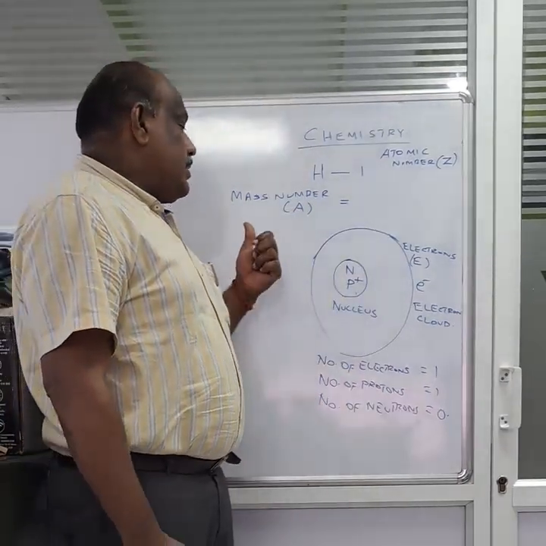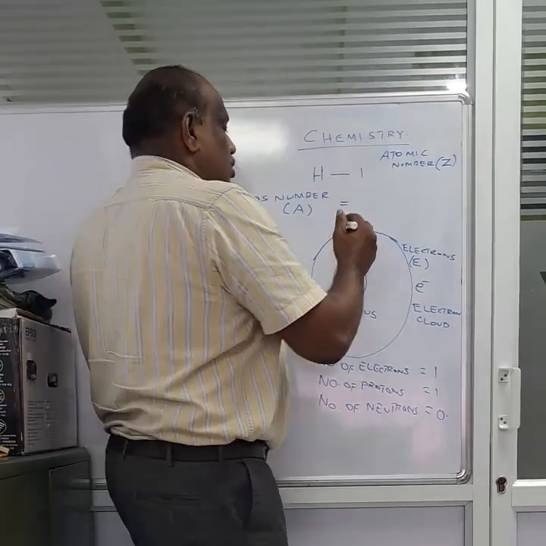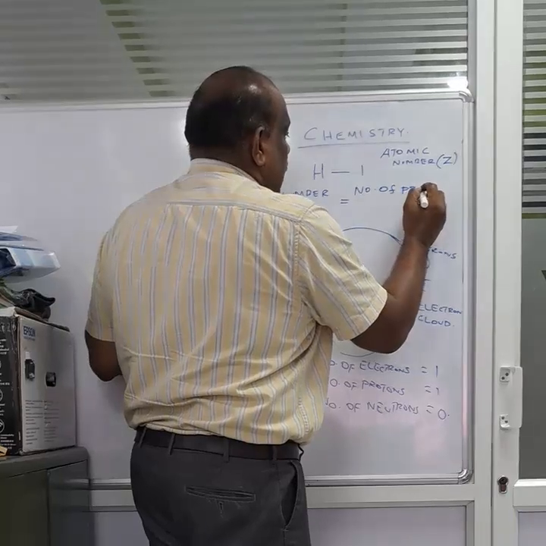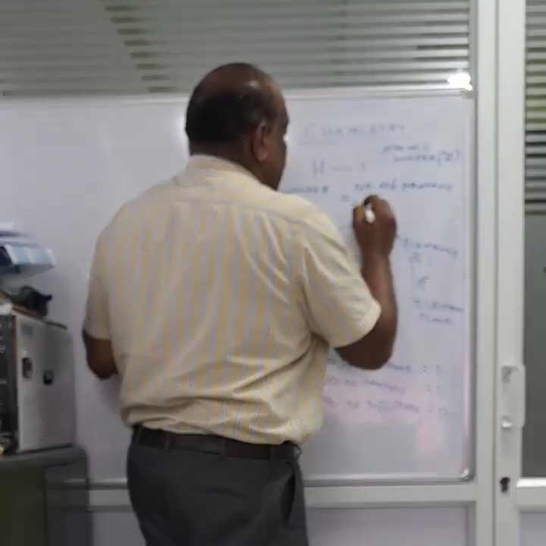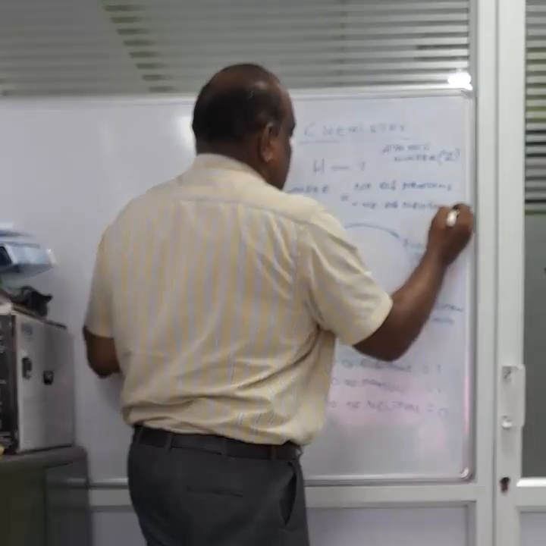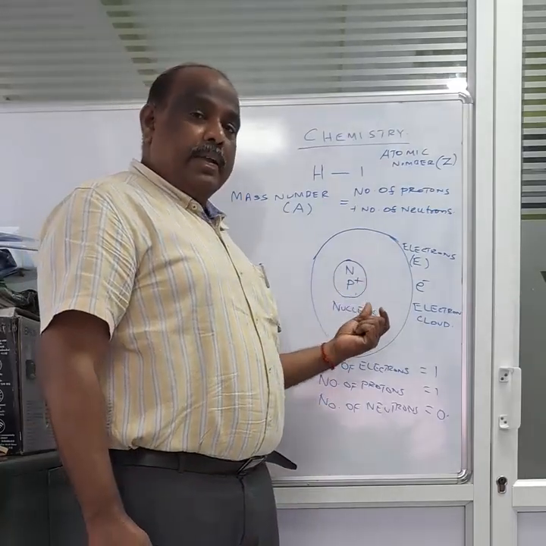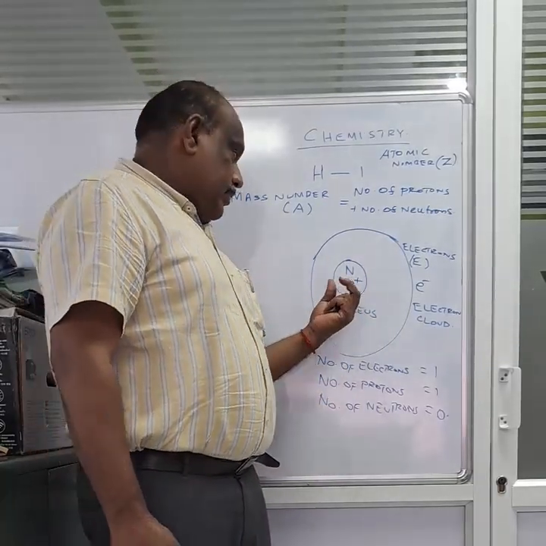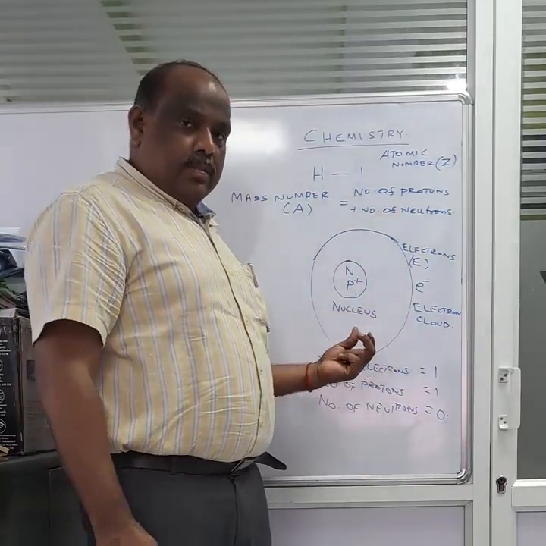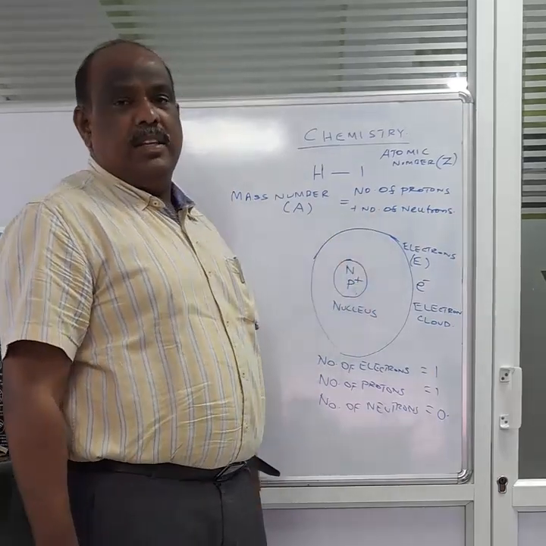Which means the mass number is given by the things which are arranged within the nucleus. So it's nothing but what? Number of protons plus number of neutrons. Why am I telling you this is the mass number? Because the mass of an atom is given by the mass of the nucleus rather than the electrons. So the mass number is defined as the number of protons plus the number of neutrons.